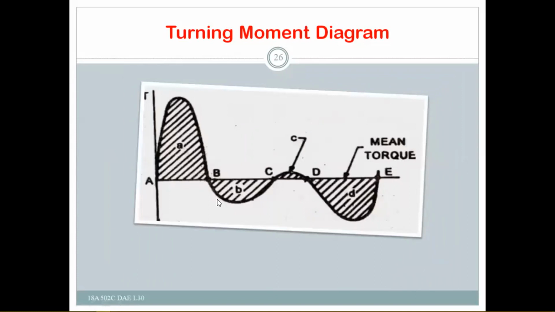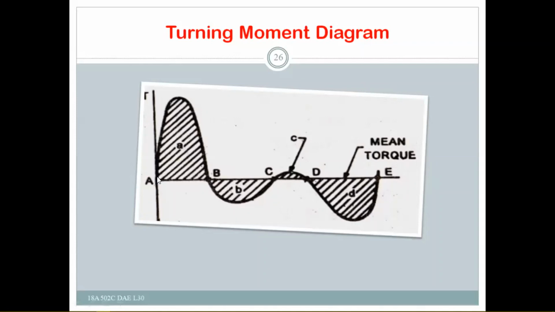And as per the previous discussion, suppose the energy at this point is E, this is the positive loop and this is negative, and these areas represent the energy stored within the flywheel. So this is the mean torque. As per the previous discussion, the energy at this point A must be equal to the energy at this point. Once again, the cycle is going to repeat from here. So this is the area A, this area B, this area C, and this area D.